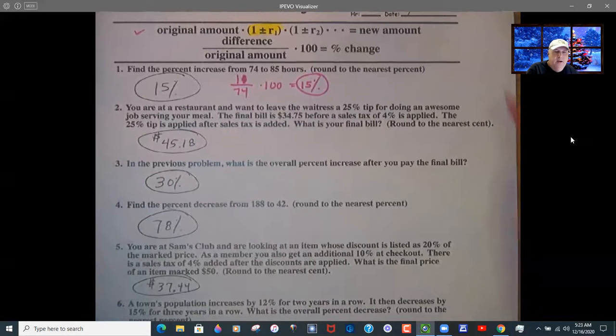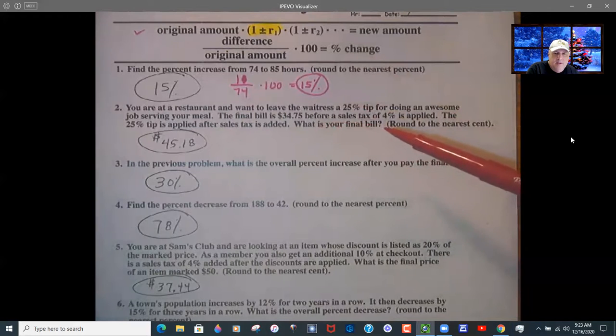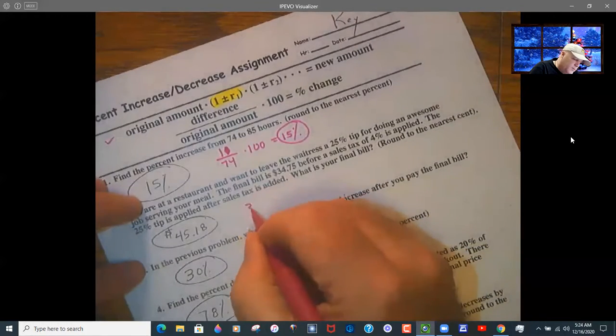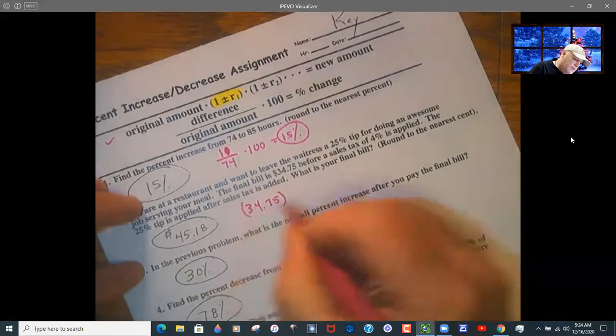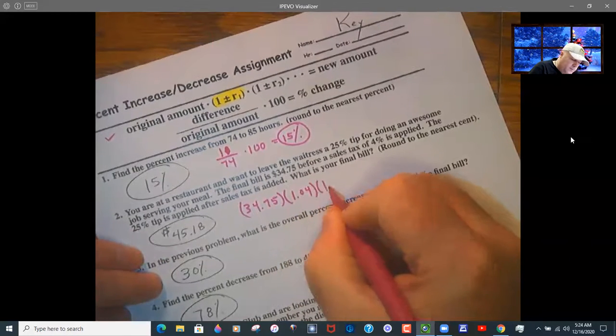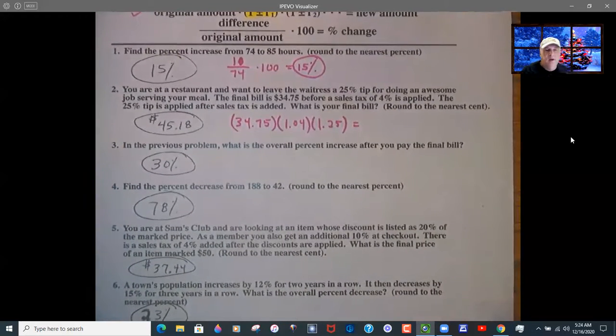The other thing is to just use what I call the multipliers instead of doing it the hard way. So you are at a restaurant, you want to leave a 25% tip. The bill is $34.75 and 4% tax is applied, and then the 25%. So what are you actually doing here? You're doing $34.75 times 1.04 times 1.25. Those are the multipliers. Where did I get 1.04? Well, that's 4%, 0.04 added to 1, because it's an increase. If it was a decrease, we would be multiplying by 0.96. Same way with the 25% tip, that's an increase, so you're multiplying by 1.25.